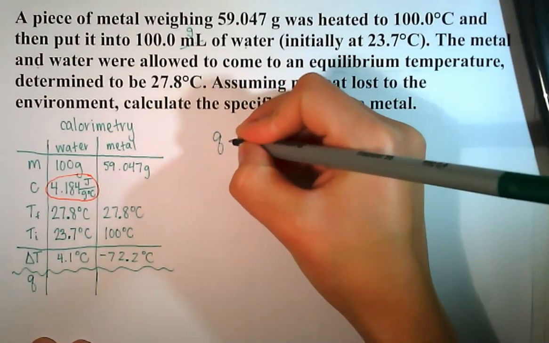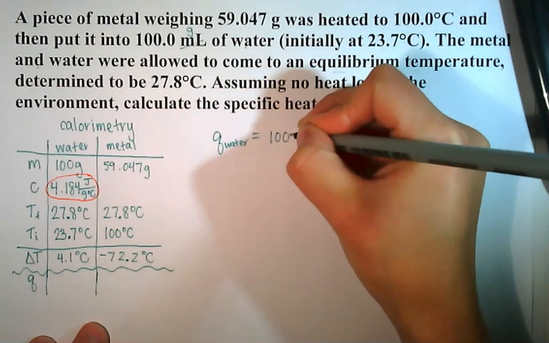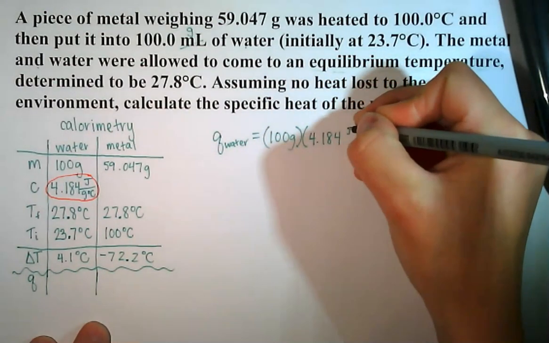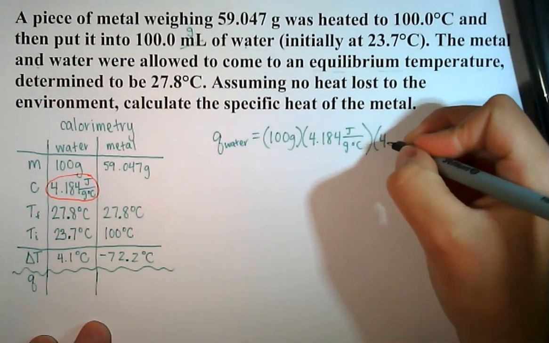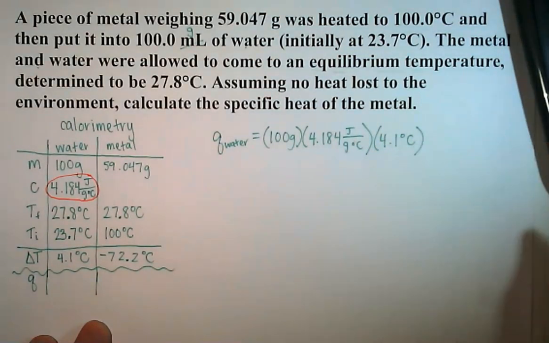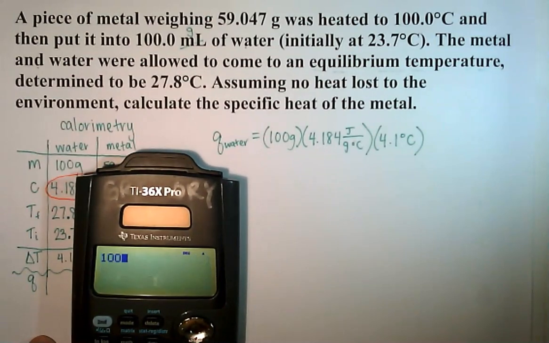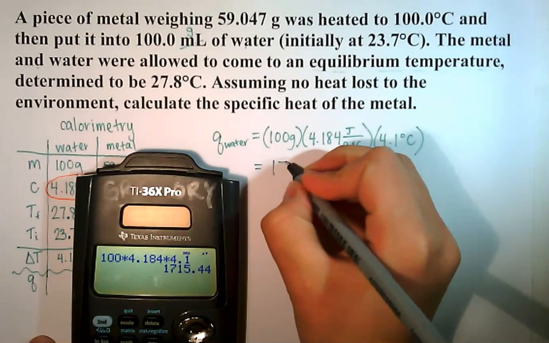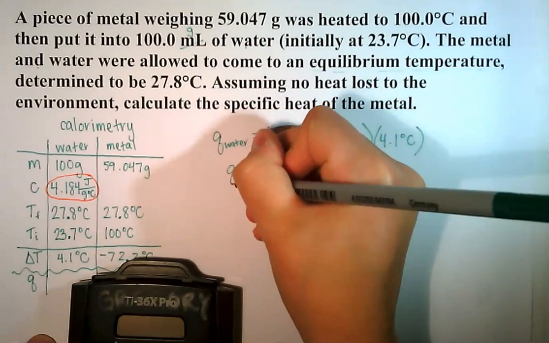So I'm going to put Q of the water equals 100 grams times C, which is 4.184 joules per gram degrees Celsius, times delta T, which is 4.1 degrees Celsius. Okay, so I'm going to substitute this into my calculator. Let's see, 100 times 4.184 times 4.1, which gives me 1715.44. And that's equal to the Q of the water.